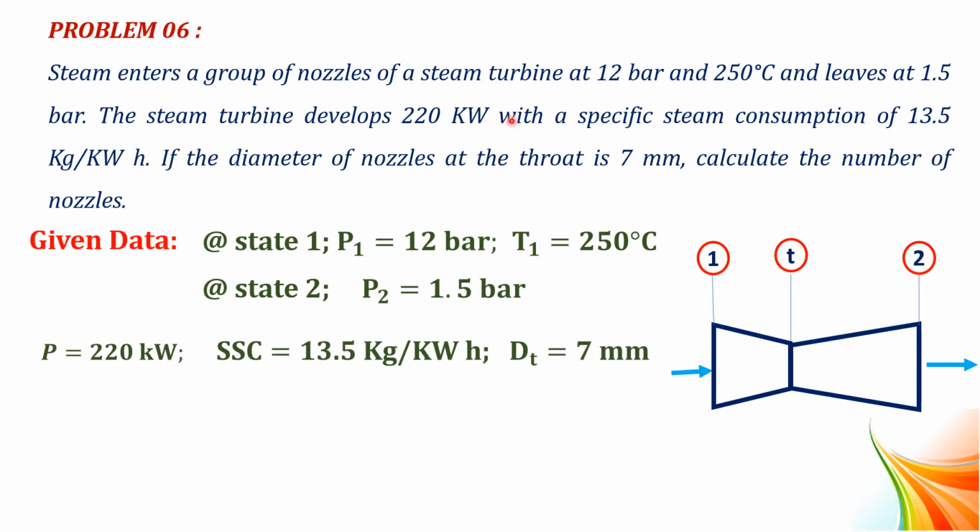The steam turbine develops 220 kilowatt with a specific steam consumption of 13.5 kilogram per kilowatt hour. So the power developed by the turbine P equal to 220 kilowatt and specific steam consumption SSC equal to 13.5 kilogram per kilowatt hour. If the diameter of the nozzle at the throat is 7 millimeter, so dt equal to 7 millimeter. Now we have to find out the number of nozzles, which is denoted by the symbol capital N.